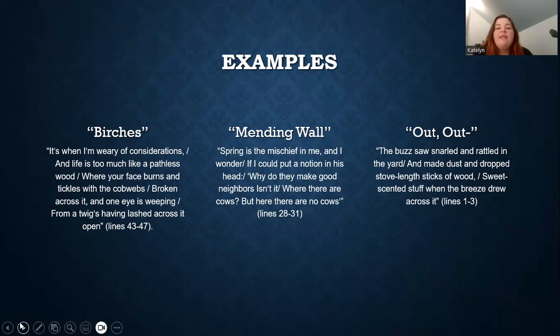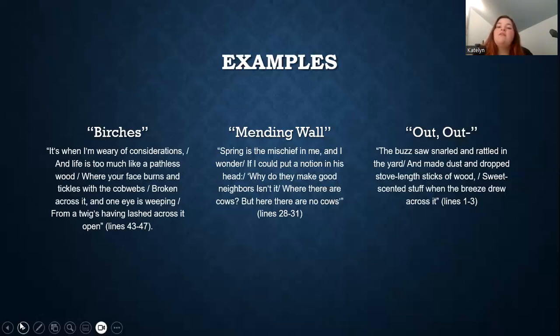Another example is Mending Wall. "Spring is the mischief in me, and I wonder if I could put a notion in his head. Why do they make good neighbors? Isn't it where there are cows? But here there are no cows." The first line, "Spring is the mischief in me," uses figurative language to show spring as almost the reason for his lively attitude and mischievous want to provoke his neighbor as they're mending the wall together.